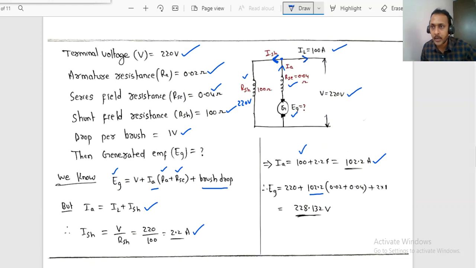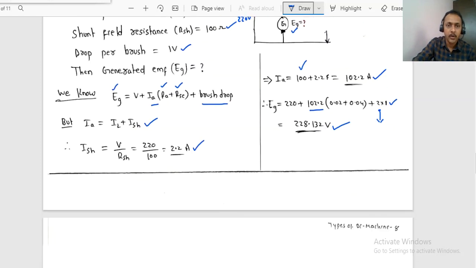Just now we have calculated 102.2 bracket of RA 0.02 plus RSC 0.04 plus 2 into 1. Why 2? Because there are two brushes, right? So for two brushes the voltage drop is 2 into 1 volt. Clear? Therefore, EG equals 228.132 volts. Like this, we have to do the problem. Clear? Right. Now, let me observe one more example.